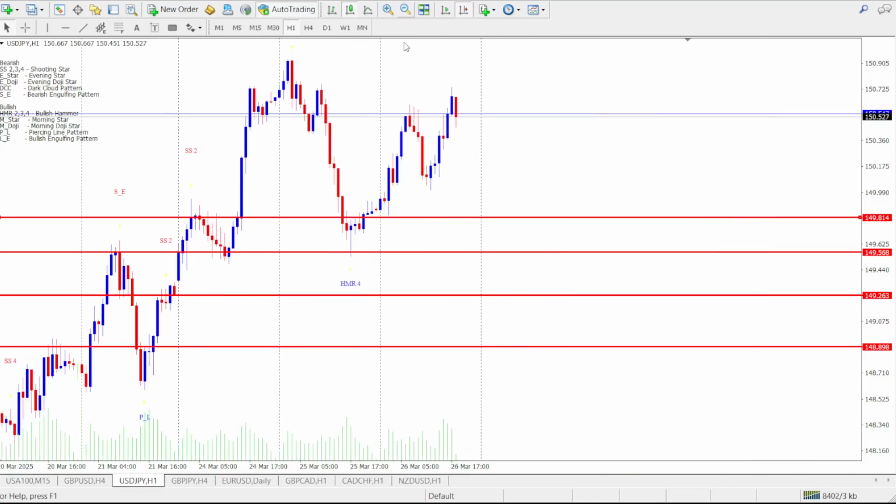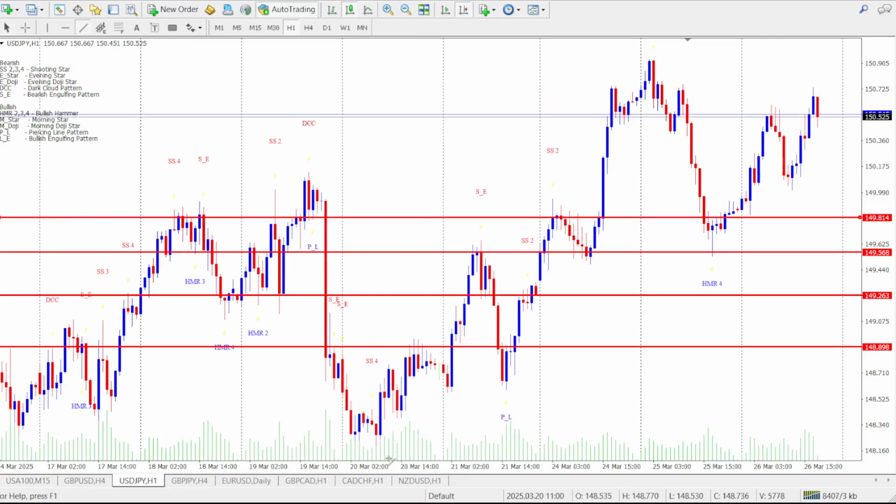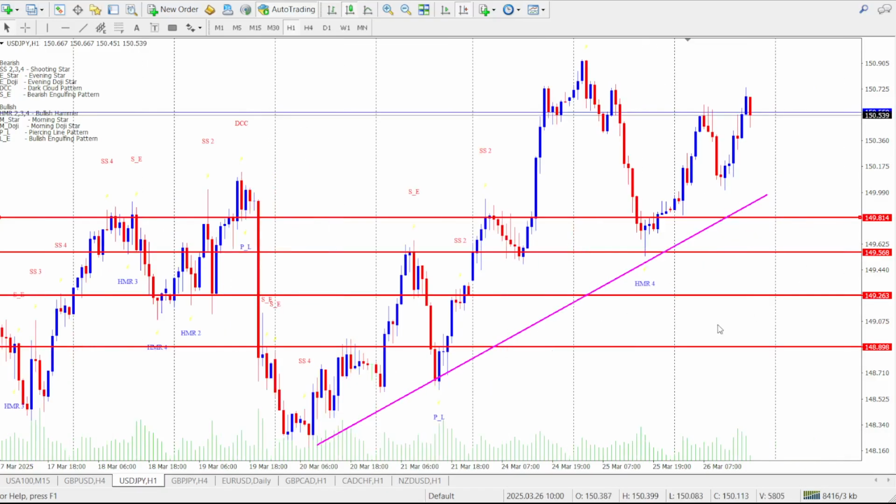But if you are a swing trader or an intraday trader, you can just decide to ride the trend until a reversal pattern forms. So whether you're a day trader, swing trader, or scalper, you can use that. You can take advantage of this indicator.